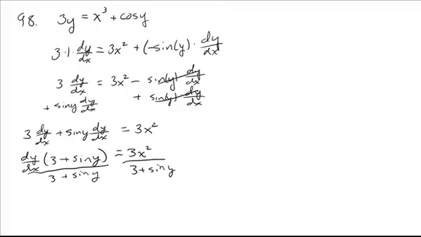There may be a little bit of thought of canceling those 3's, but there's no 3 on the sine of y, so we cannot cancel them. It's not a product. So we now have our dy dx solved explicitly. It is in terms of x and y. That'll happen a lot with implicit differentiation. But it's 3x squared over 3 plus sine of y.